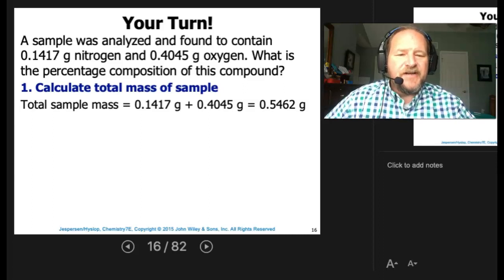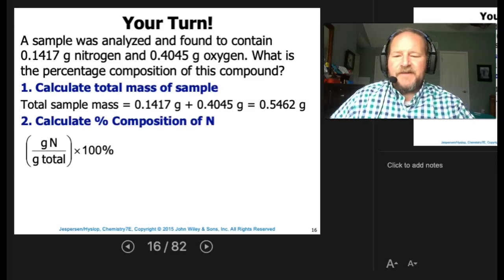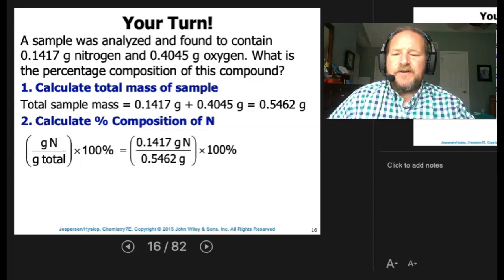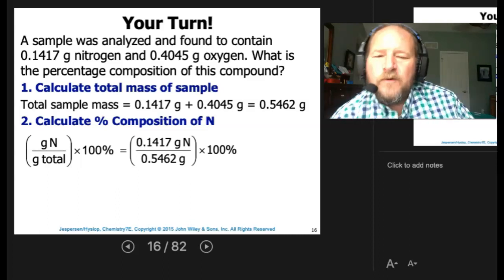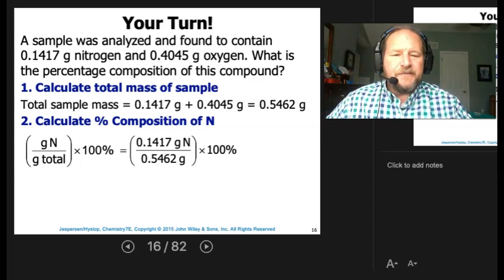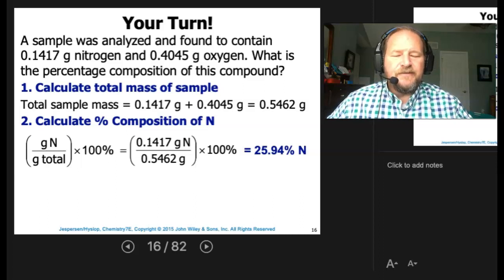Next, we can calculate the percentage of each of those pieces. So for nitrogen, we'll take our mass of nitrogen, divide by that total, times 100%. So according to the question, we have 0.1417 grams of nitrogen. We're going to divide that by our total mass that we just summed. That's going to give us 25.94% nitrogen.